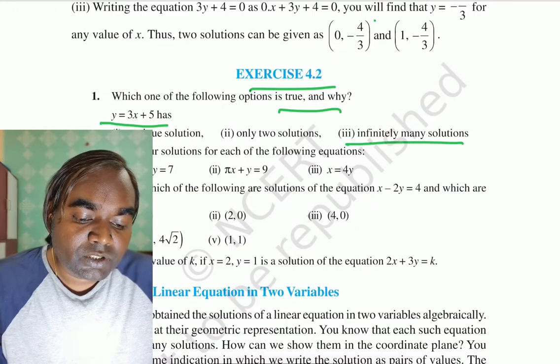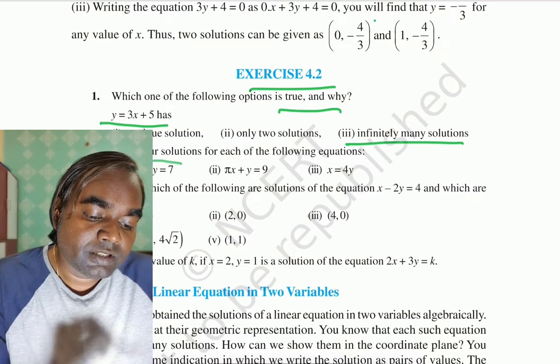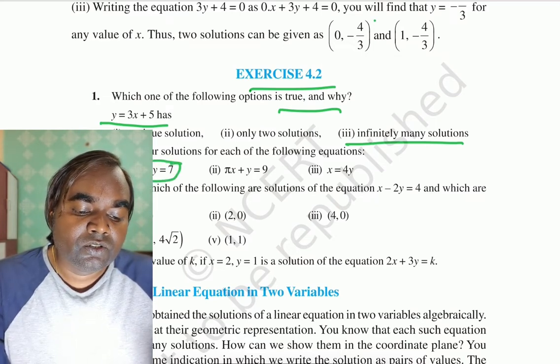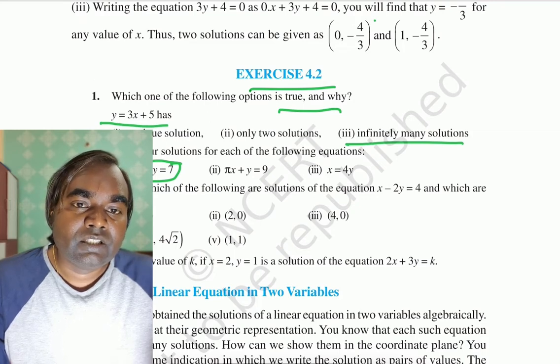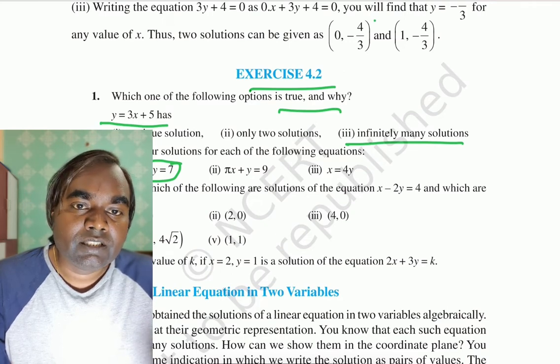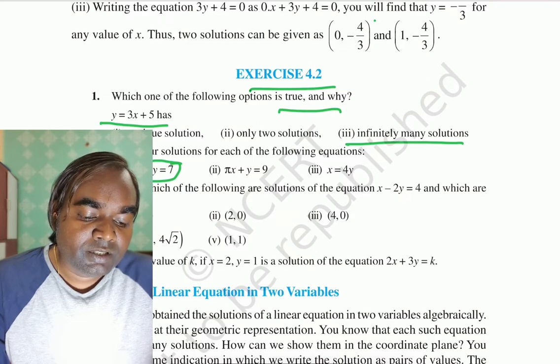Another question: write four solutions for each of the following equations. Let us take this equation. Easily, two solutions may be obtained. For x equal to 0, you will get y equal to 7. For y equal to 0, you will get x equal to 7 by 2. And the others you can check for other values of x and y.